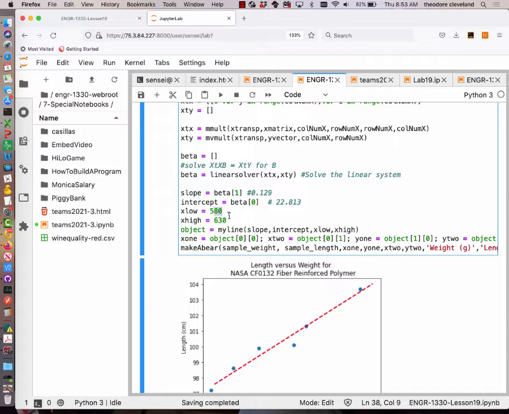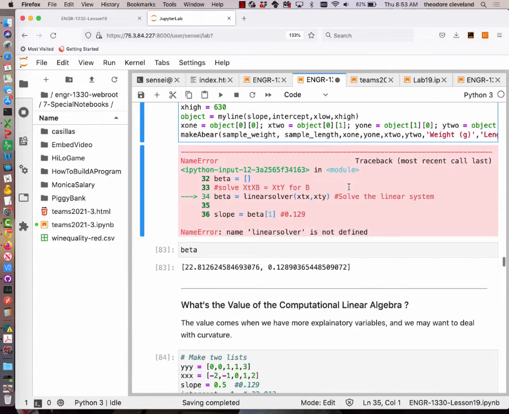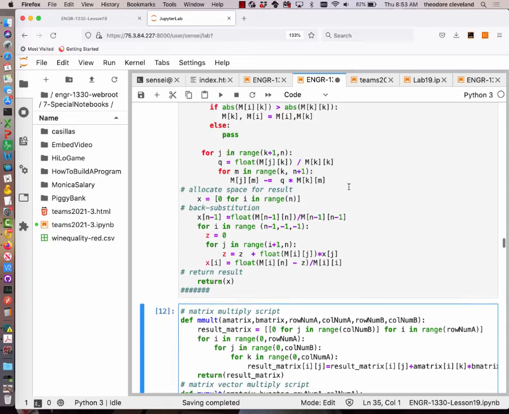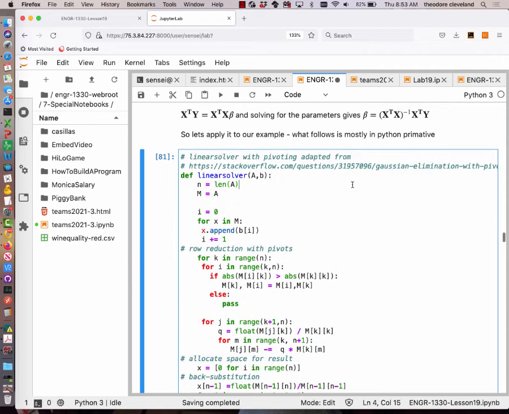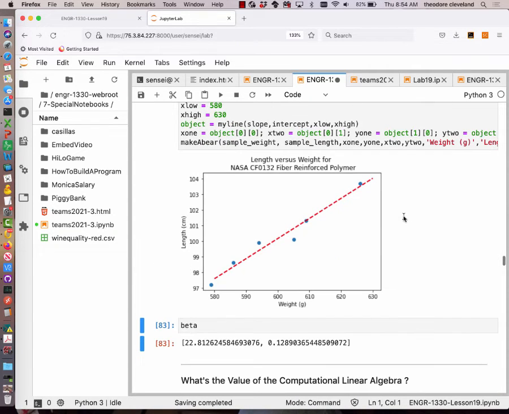We'll set our x low and our x high the same as before, and let's see what happens. You can see from the picture we get the same answer. Oh, what did I do wrong there? That was good. We got the red box of encouragement. Yeah, the linear solver's not yet defined. There we go. Okay, ta-da.